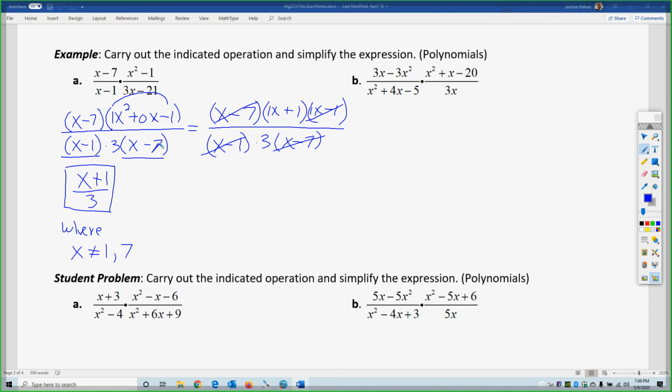Okay, next problem. In the first one, I'm going to change up the order and put negative 3x squared plus 3x.